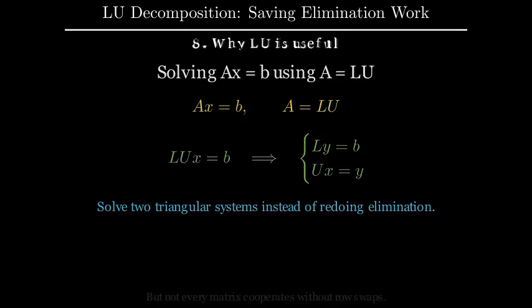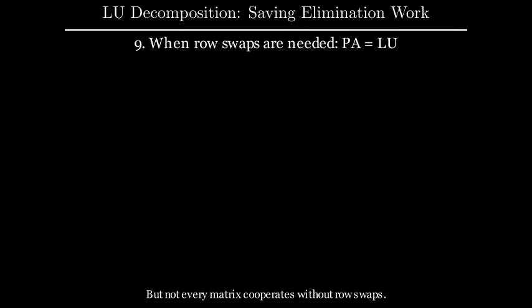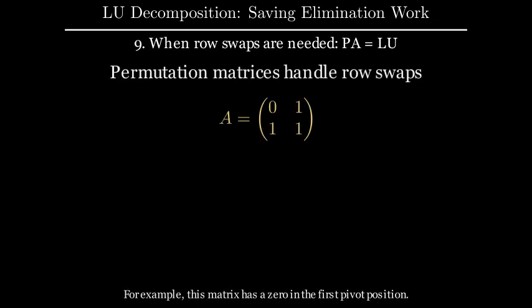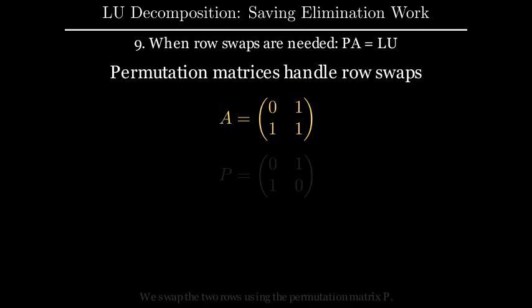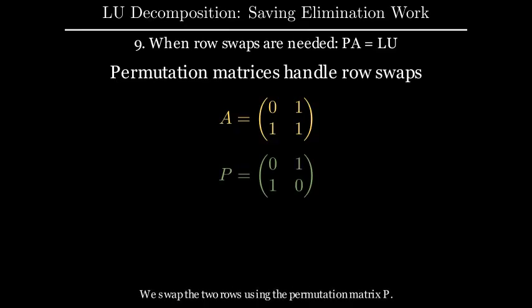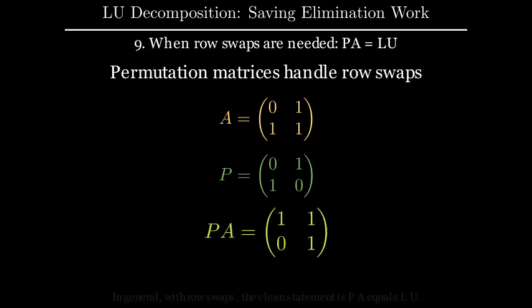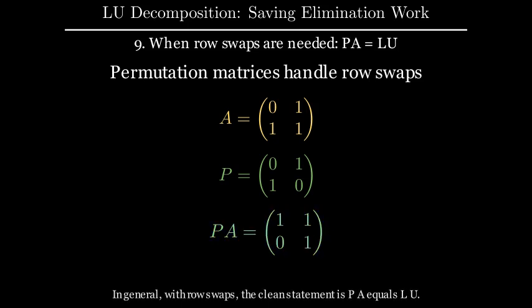But not every matrix cooperates without row swaps. For example, this matrix has a 0 in the first pivot position. We swap the two rows using the permutation matrix P. Then PA has a usable first pivot. In general, with row swaps, the clean statement is PA equals LU.